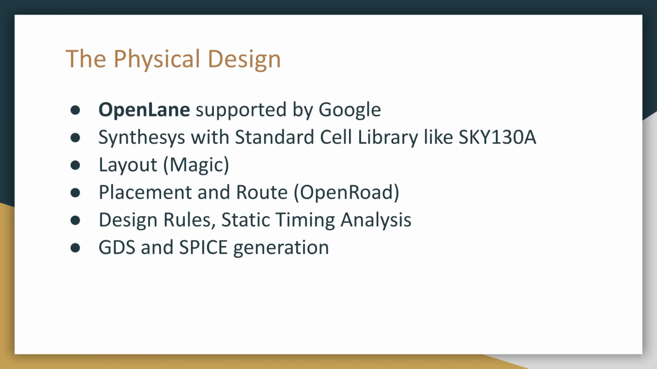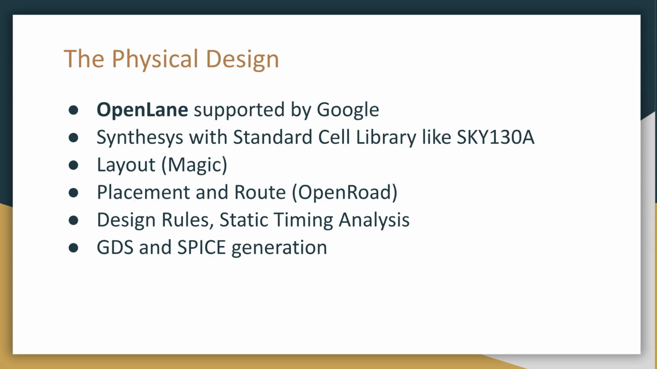Moving to physical design, we leverage Google-supported OpenLane. The flow involves synthesis using standard cell libraries like SKY130A, layout with Magic, placement and routing with OpenROAD, as well as static timing analysis and final GDS and SPICE generation.